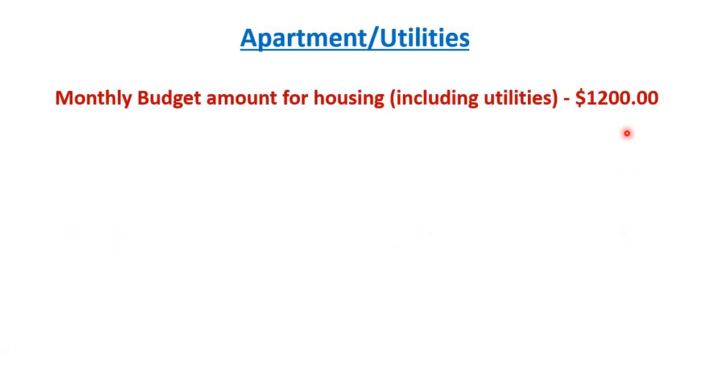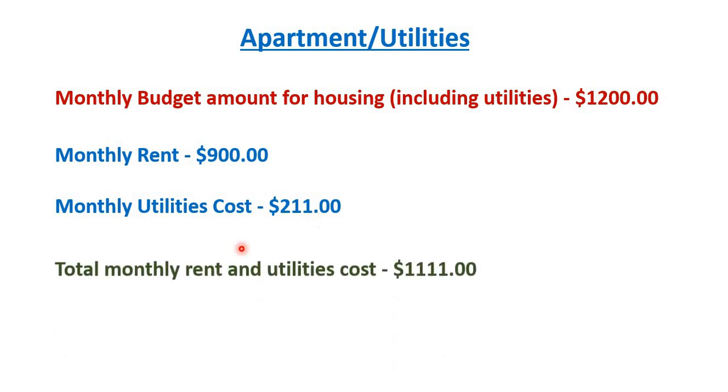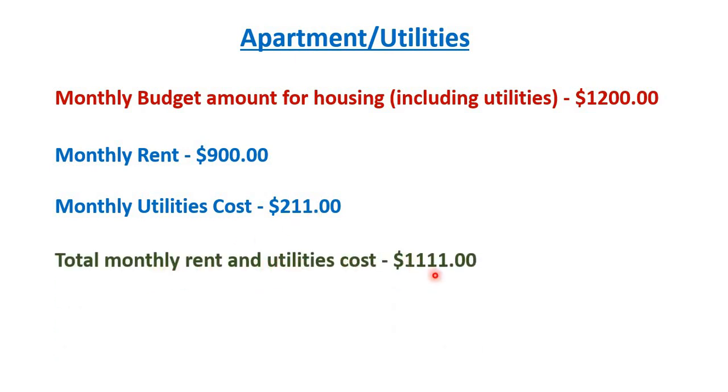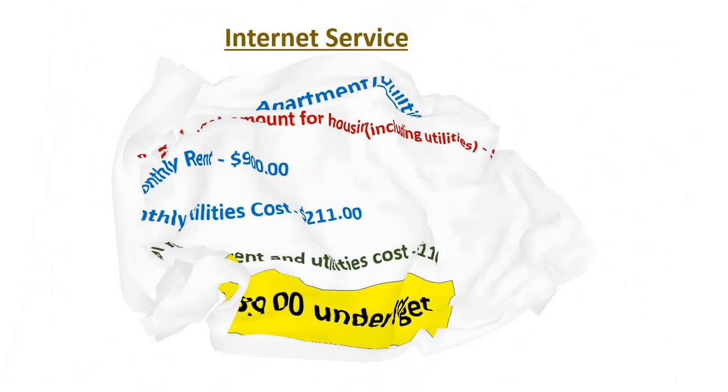From my answers in the create the budget assignment, I've already determined that my monthly budget for housing, and I included utilities, was $1,200. I found the rent was $900. I determined the utilities cost, it's $211, and so I total that up, and that's $1,111, which means I am $89 under budget for my housing and utilities. That's a great start. Okay.